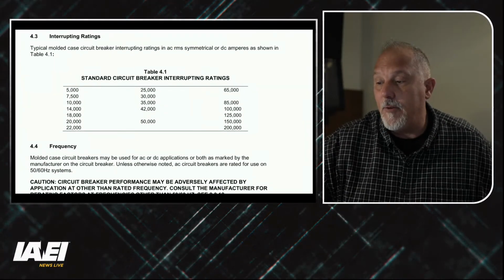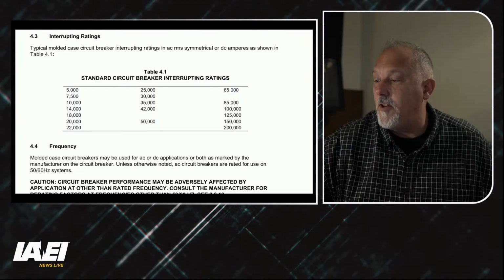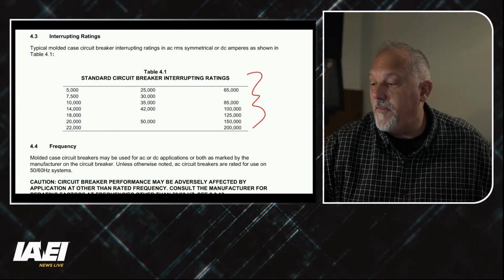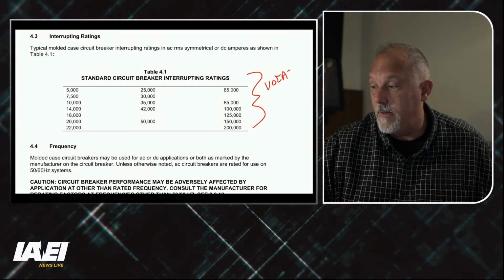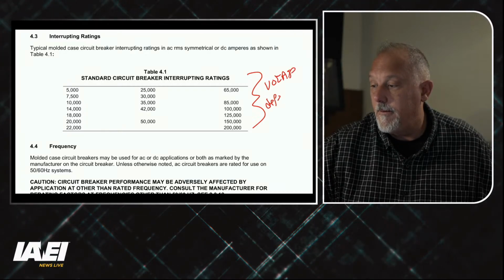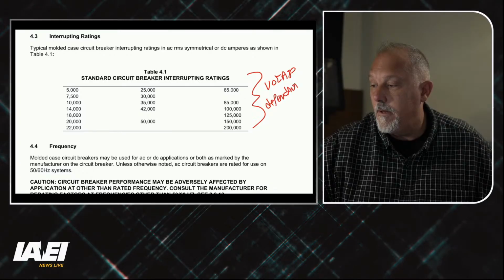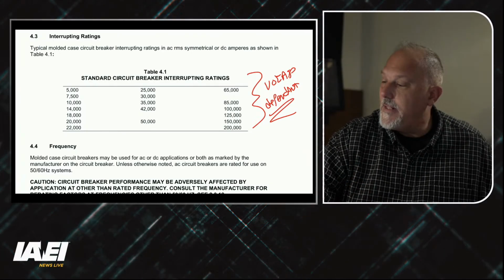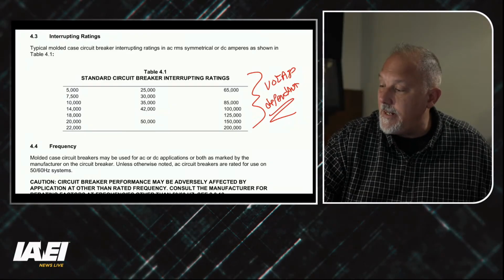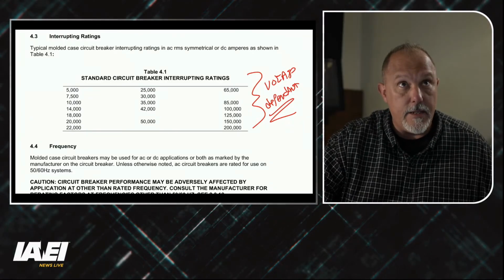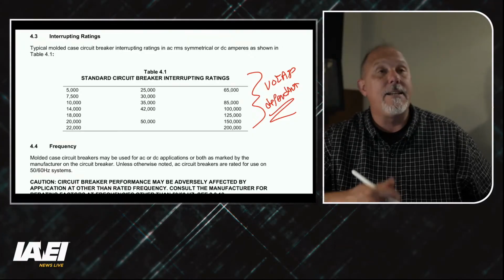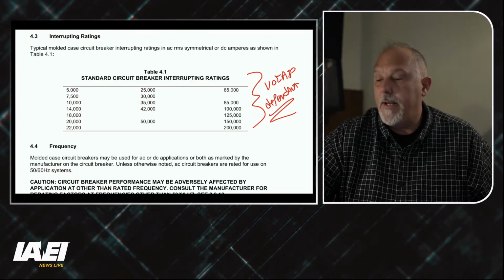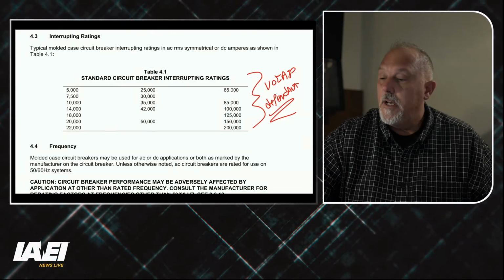All right. Interrupting ratings. Remember, interrupting ratings are going to be voltage dependent. Make sure that, I don't know, is it D-E-N-T or D-A-N-T? Dependent. A dependent is an individual. Dependent, I think, is E-N-T. But in any case, you get my drift.